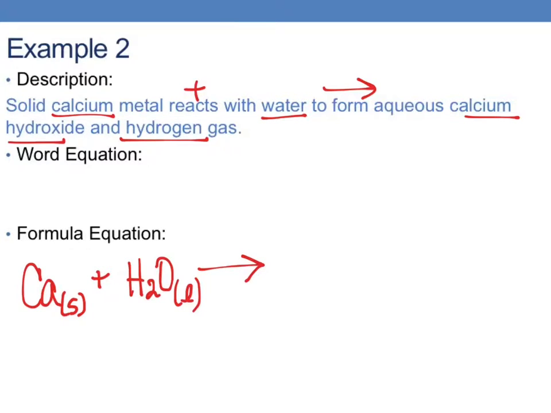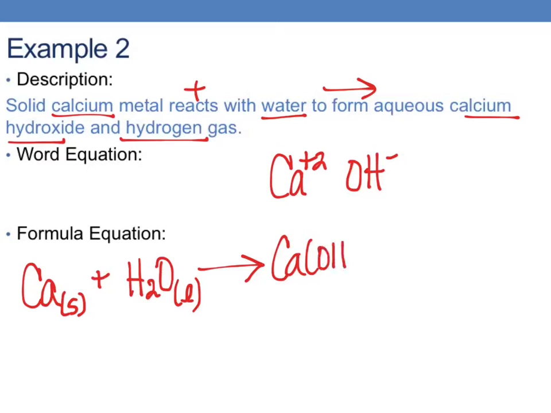To make calcium hydroxide. Calcium's a +2, hydroxide's -1. So what's the formula? CaOH2 and hydrogen gas. H2. Everybody good? We're going to do one more and then I'm done.